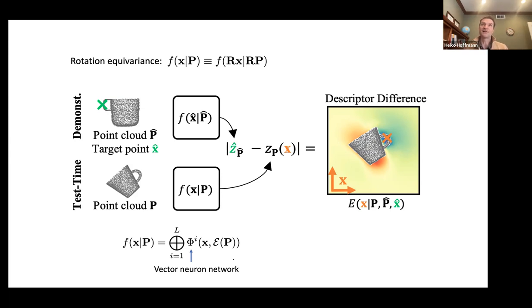To imagine how this could work with a vector neuron network, one very simple operation in there is the vector product, right? So you get the cosine between two vectors. And that value would rotate with its two vectors. So you rotate the cup and the corresponding vectors, and you rotate the vector X in space.